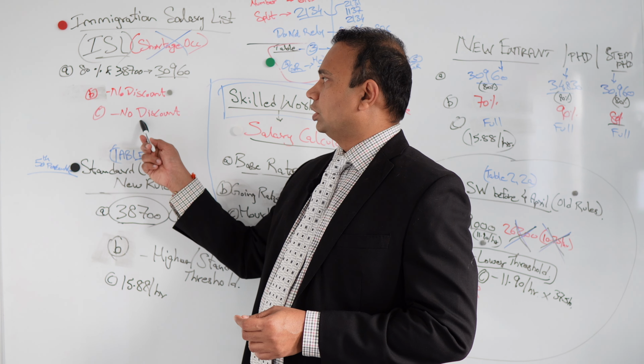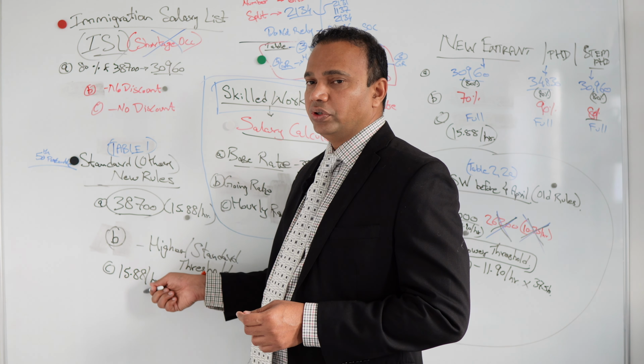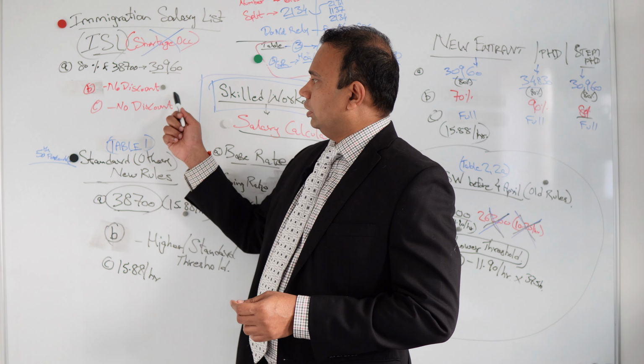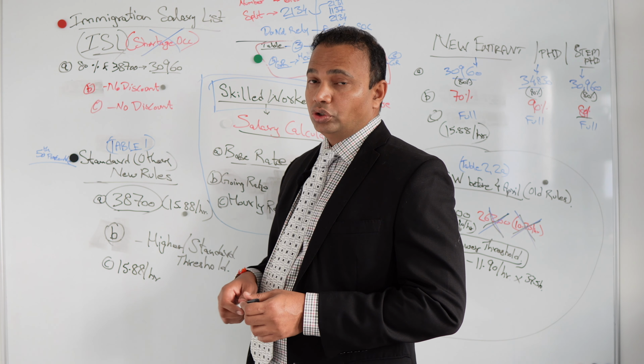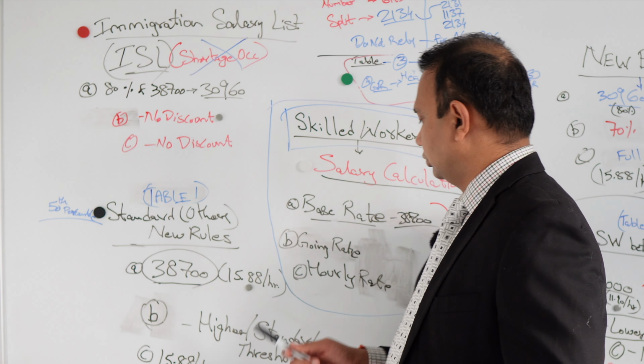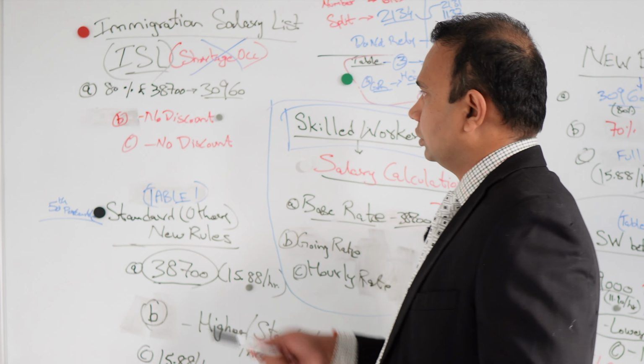There is no discount on the hourly rate. The hourly rate would remain the same, 15.88 per hour, with no discount on whatever the job code rate is. That is the going rate. So that is all about the immigration salary list. Standard, everyone knows: 38,700 minimum, the higher job code rate, 15.88 hourly. So that is one small area. This is the area where the lowest salaries can be paid.